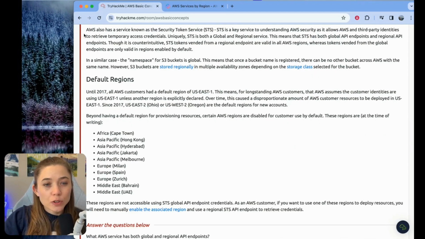Then this part gets kind of juicy because they start talking about Security Token Service, STS. And it says here, STS is a key service to understanding AWS security, as it allows AWS and third-party identities to retrieve temporary access credentials. Uniquely, STS is both a global and regional service, meaning that there are both global API endpoints you can make requests to and regional API endpoints.